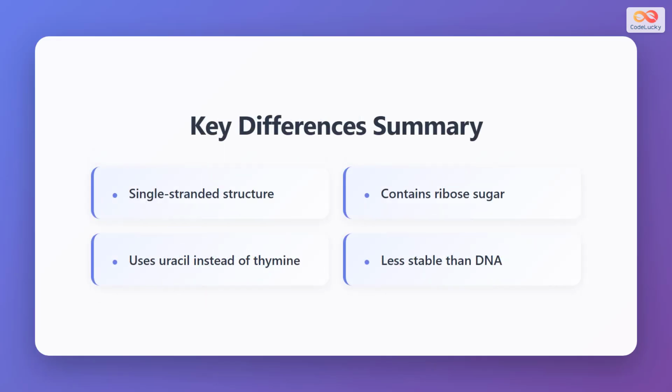Let's recap the key differences between RNA and DNA. First, RNA has a single-stranded structure, unlike DNA's double helix. Second, RNA contains ribose sugar with an extra hydroxyl group, while DNA has deoxyribose. Third, RNA uses the base uracil where DNA uses thymine. And finally, RNA is less stable than DNA, which suits its role as a temporary functional molecule. These differences make RNA perfectly adapted for its diverse cellular functions.